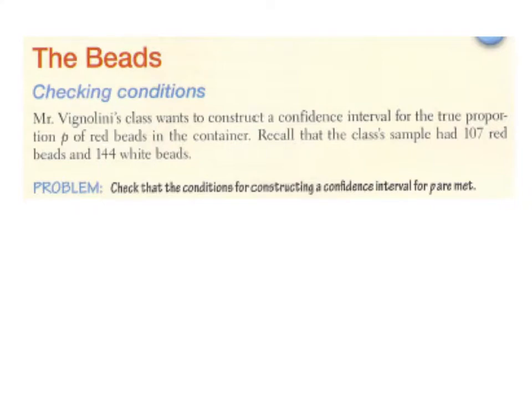Okay, so let's look at this in action here. We have this class, Mr. Vignolini's class, that wants to construct a confidence interval for the true proportion, p, of red beads in the container. Recall that the class's sample had 107 red beads and 144 white beads. Basically what happened is the teacher put a bunch of beads into a container that the kids couldn't see into, and the kids then had to take a random sample from that container.